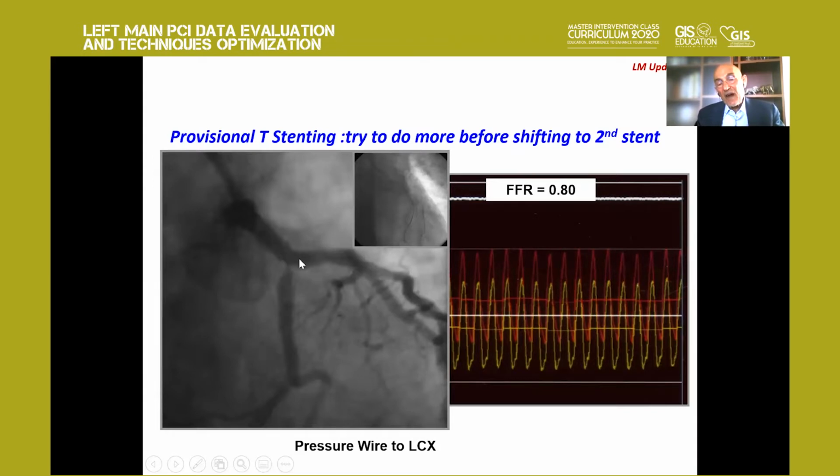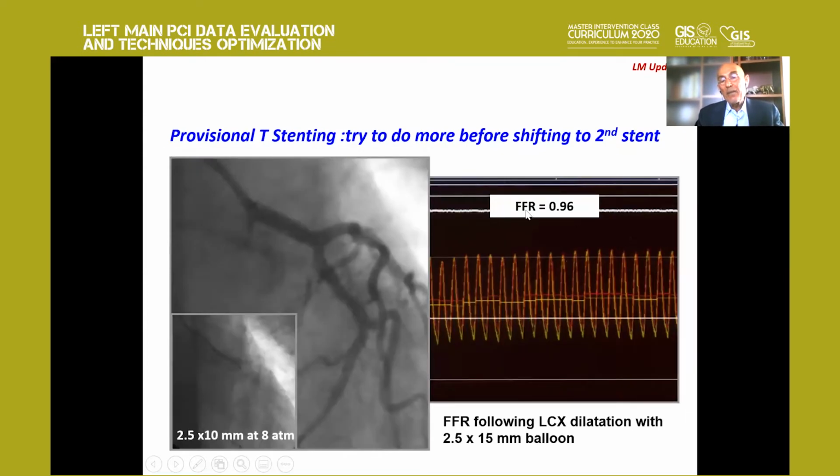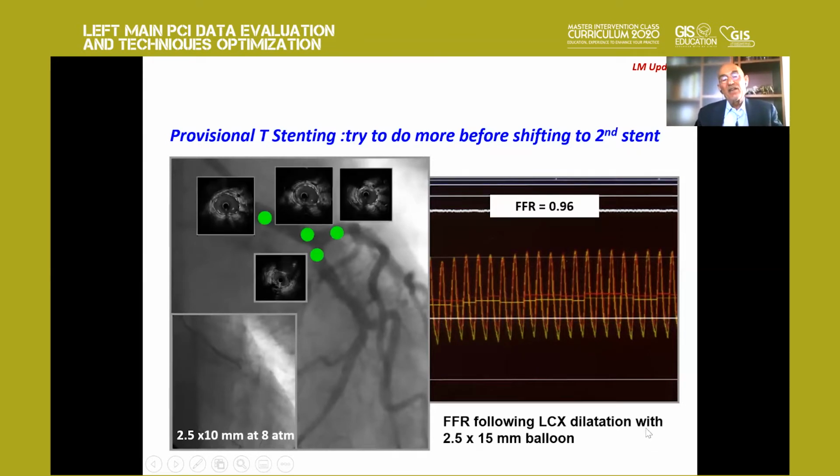Then if it is carina shifting, it is enough to inflate a larger, small balloon to enlarge the struts and to correct the carina shifting, and this will bring FFR back to normal without doing anything else. And this patient was treated like this without putting another stent, and he is still doing very fine even 8 years after the procedure in this case.